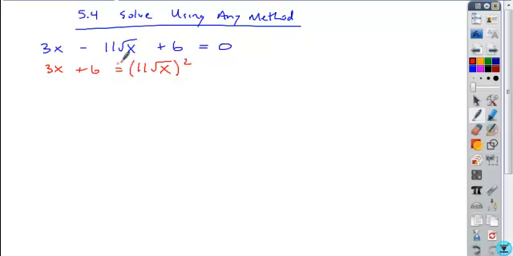And so you could square both sides. Now, you could also work to factor out a 3 here as well. Either way, it's fine. I'm going to leave it like this for right now.